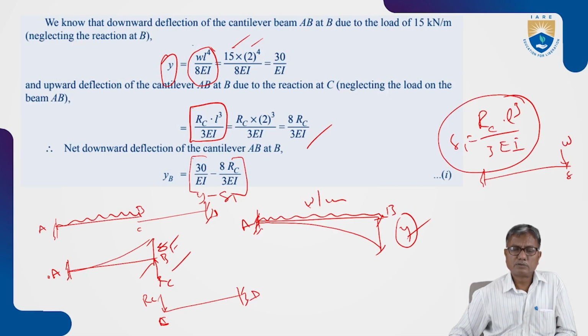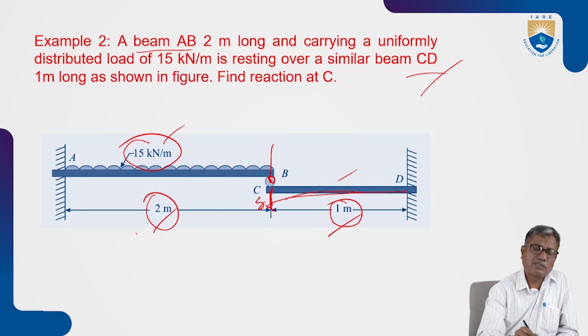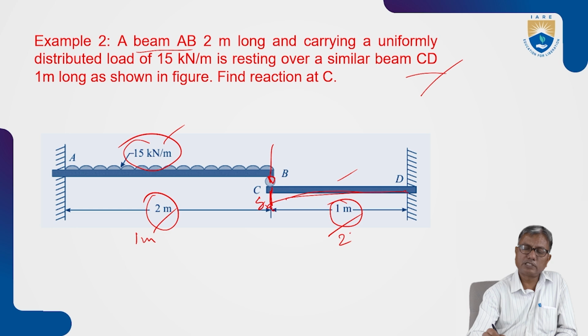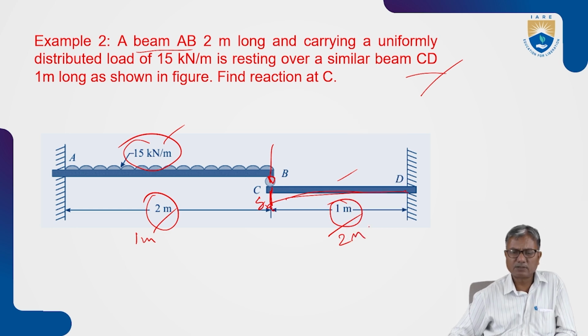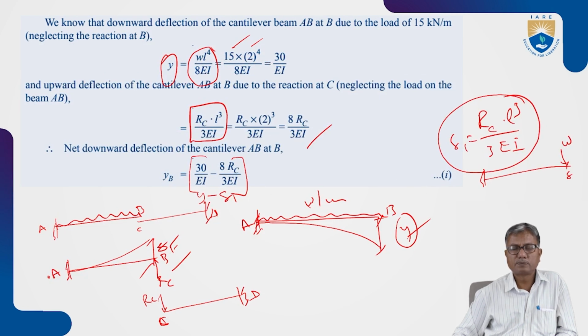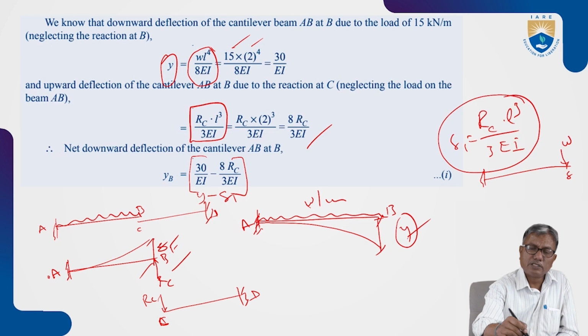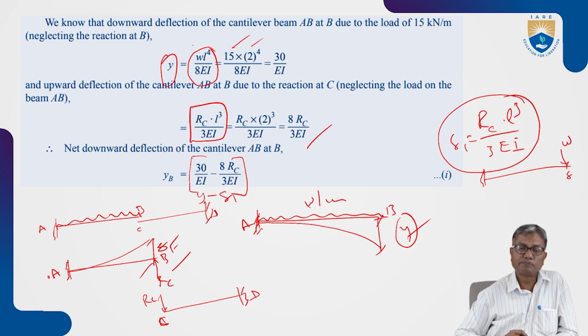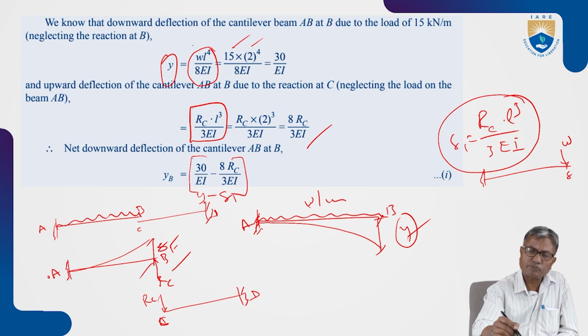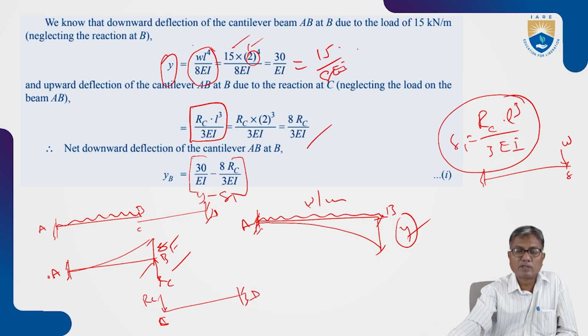Now we can work out if the span of AB is 1 meter and that of BCD is 2 meters. Then what will be the reaction? In the same manner, we can find out the reaction at C. So if L is 1 meter for span AB, W being the same, if L is 1 instead of 2, it becomes 15 by 8. Y is equal to 15 by 8EI here.